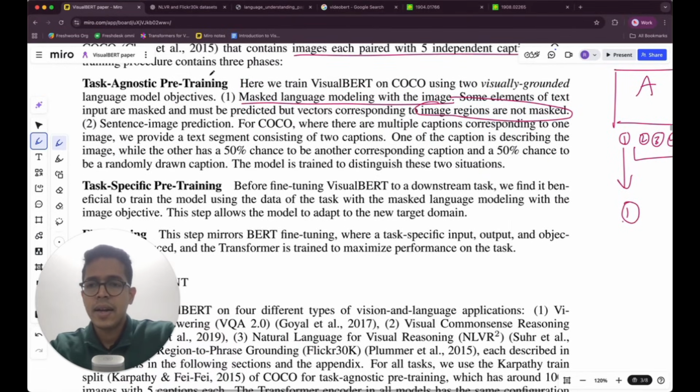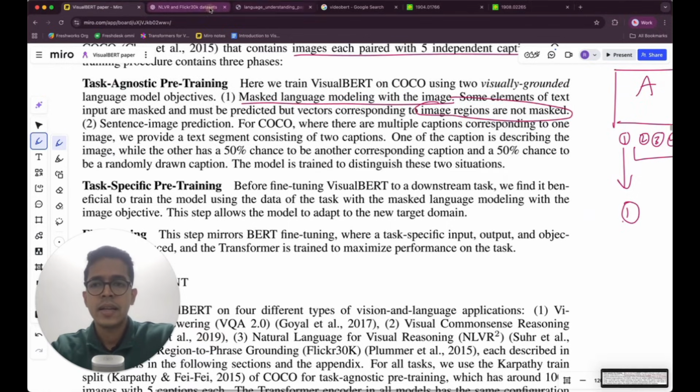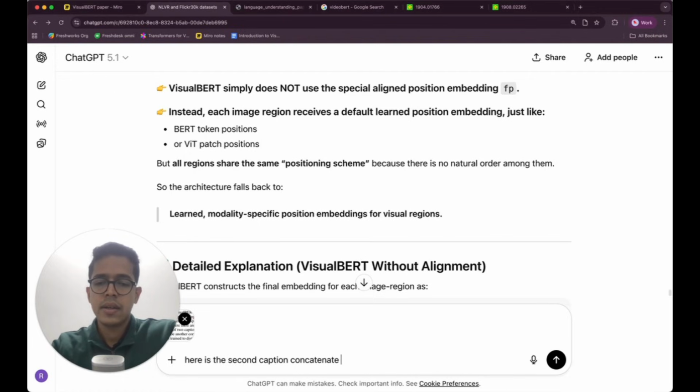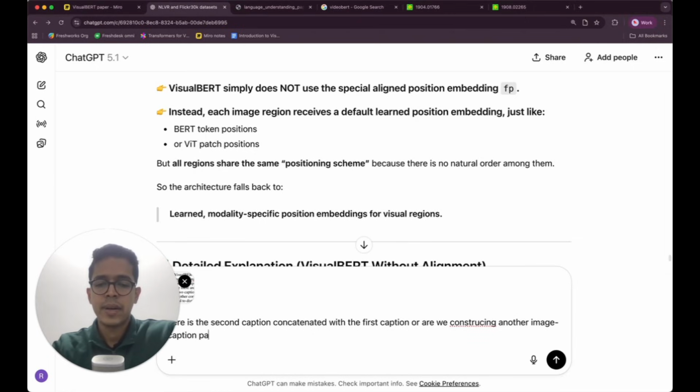I also have one doubt here. My doubt is, are these two captions concatenated or something? Here, is the second caption concatenated with the first caption, or are we constructing another image caption pair using the second caption?